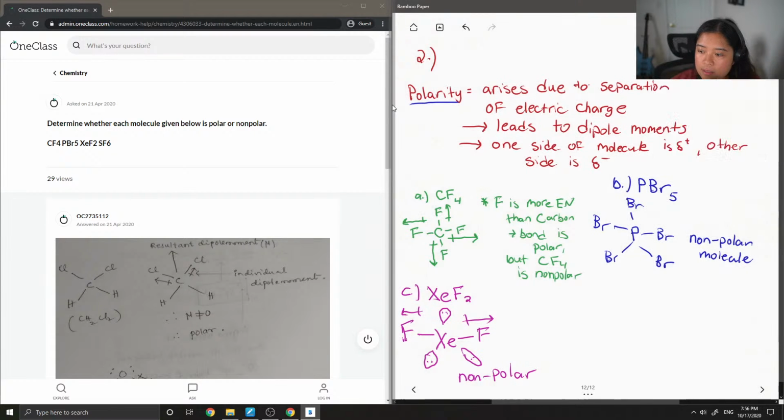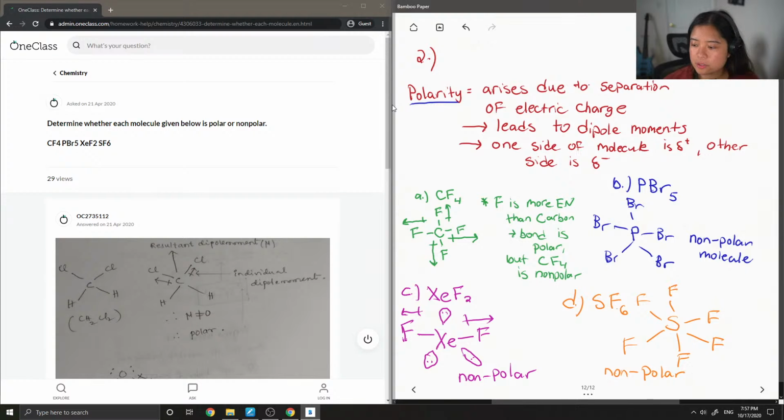And then lastly, D, SF6. You get the same effect over here, where they all just cancel each other out. So this is also a nonpolar molecule.